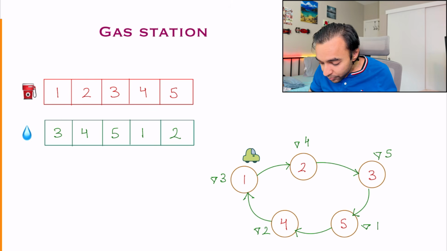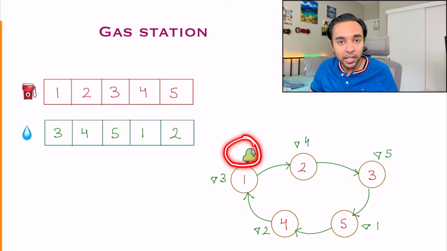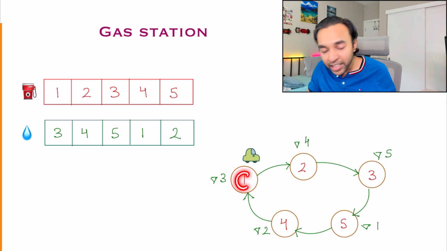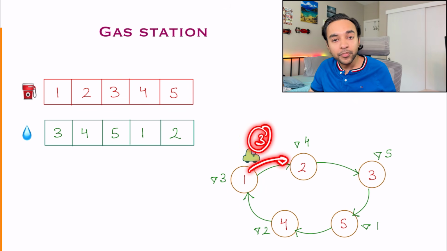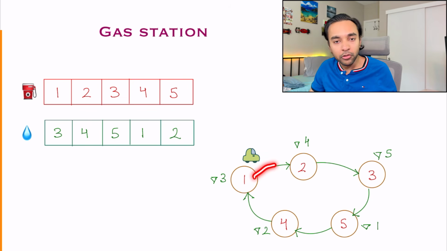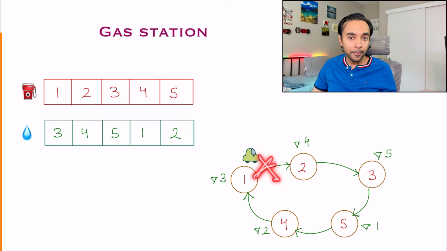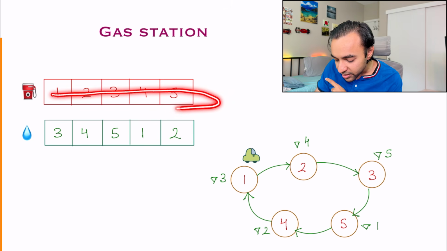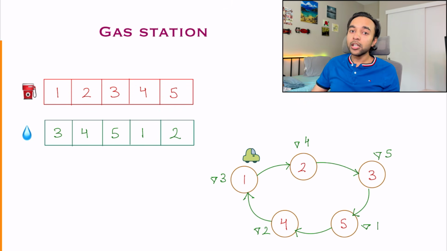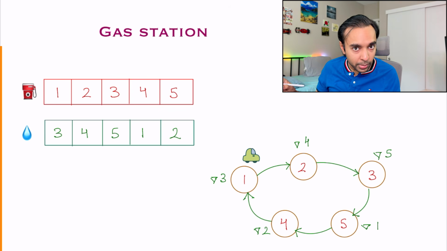So, basically, if you are starting from this particular point, you will only get a gas of 1 unit, but to go up till 2, you need 3 units of gas. So you cannot even travel over there. You will run out of gas in the middle. The idea over here is that all of these stations are connected in a circular loop. So you have to tell me, first of all, is this trip even possible?